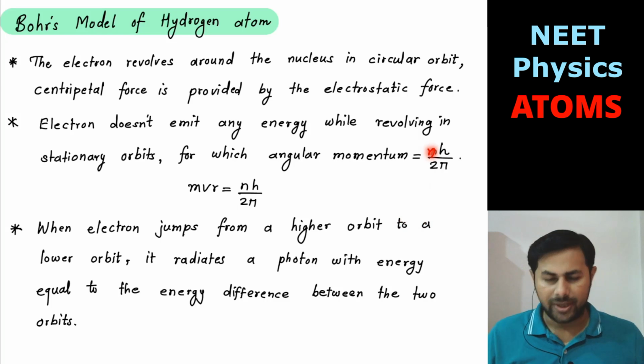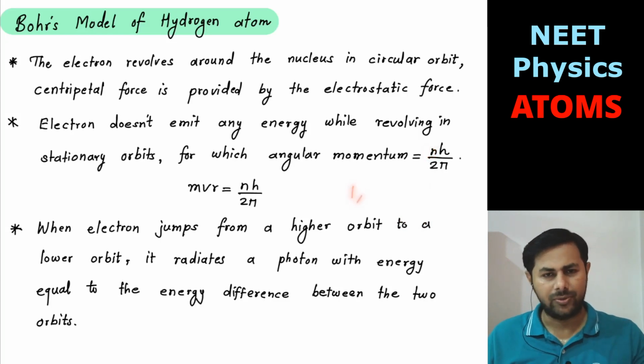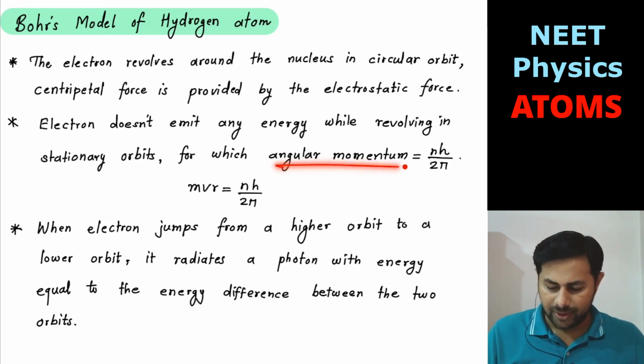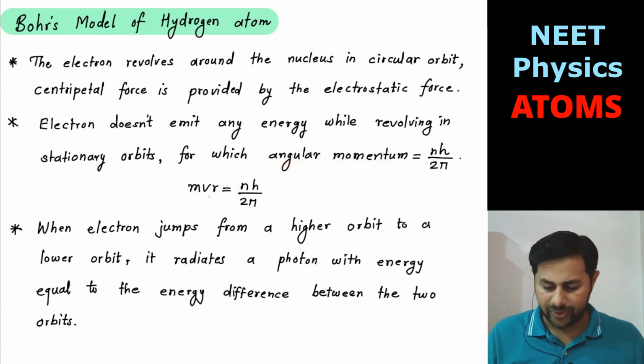Here n is called the principal quantum number. It will take values of 1, 2, 3, 4, and so on. It is just the number of the orbit, you can say: first orbit, second orbit, third orbit. The angular momentum of a revolving electron can be written as mvr, since it is the moment of linear momentum, so mvr is equal to nh divided by 2 pi.